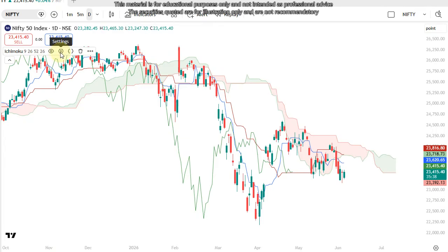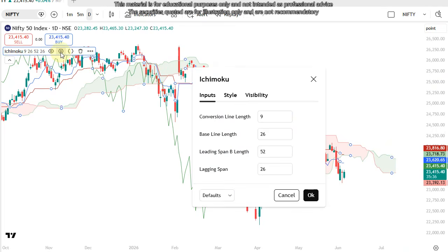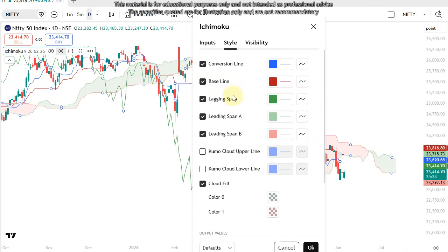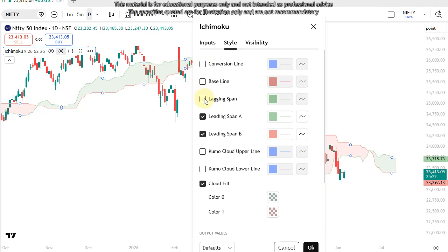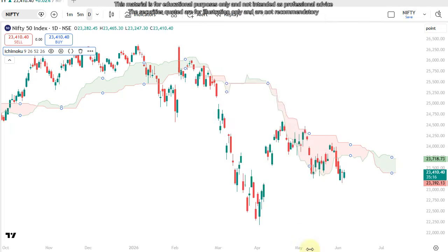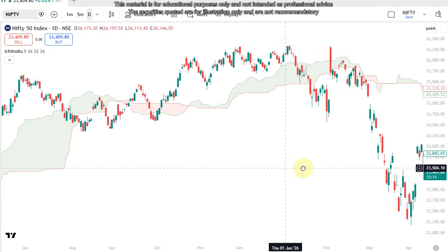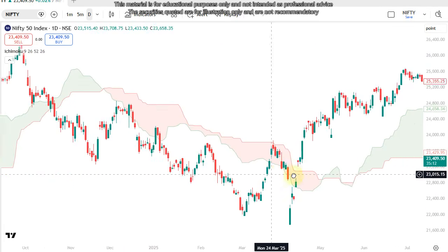Here what we are going to do is go to settings, and in style we are going to switch off these three lines: conversion line, which is Tenkan Sen, baseline, which is Kijun Sen, and lagging span, which is Chikou span. We are only keeping leading span A and leading span B for clear visibility. Now also there is no difference.